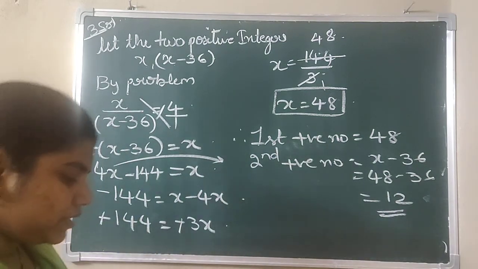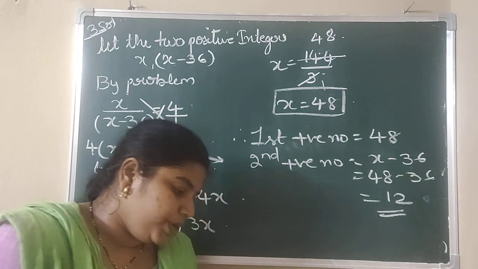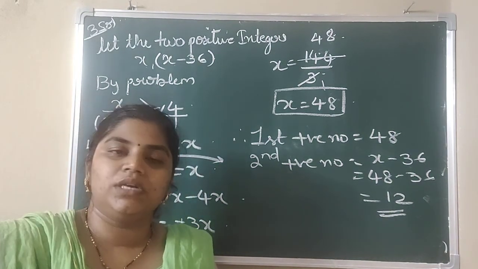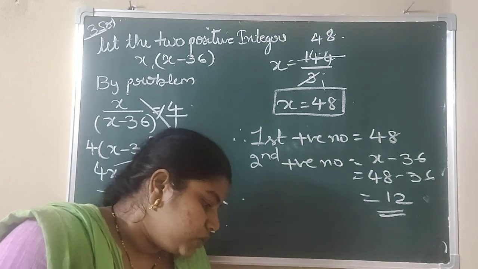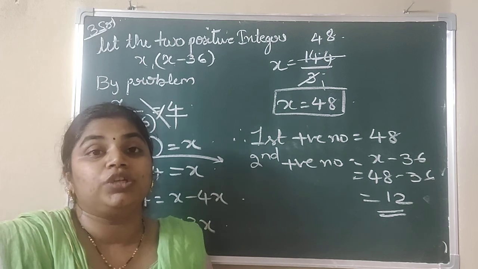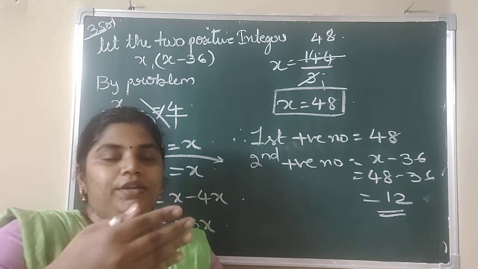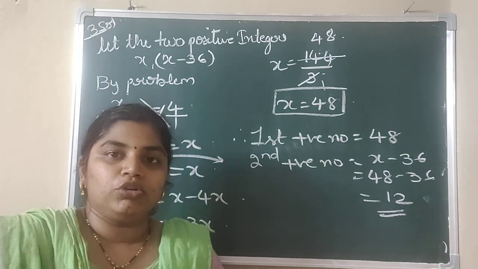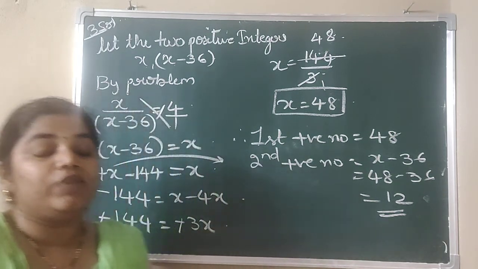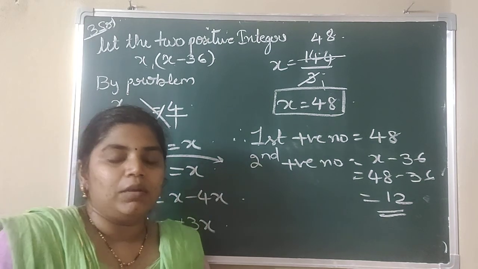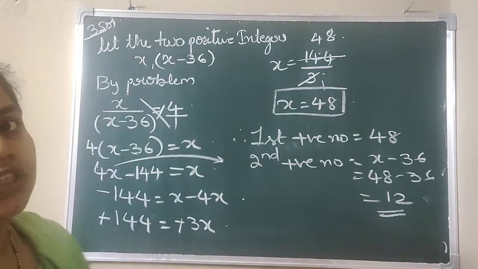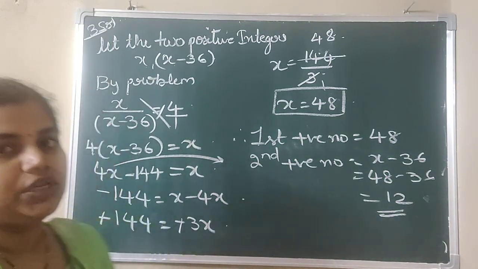So once again, see this. The difference between two positive integers is 36. If you are subtracting any two positive integers, the result is 36. The quotient when one integer is divided by the other will be 4. So find the numbers, and they have given the hint to take one positive integer as x and the other positive integer as x minus 36.